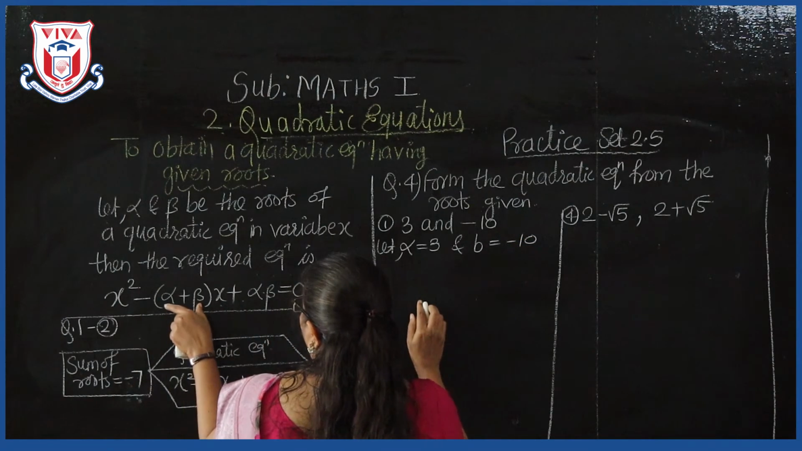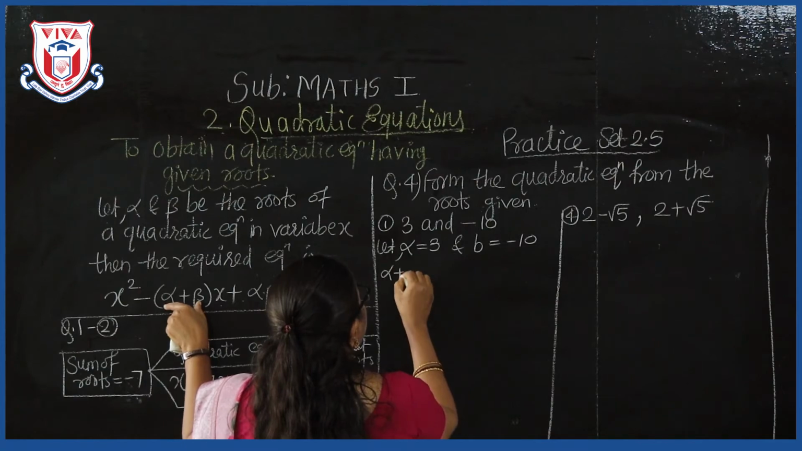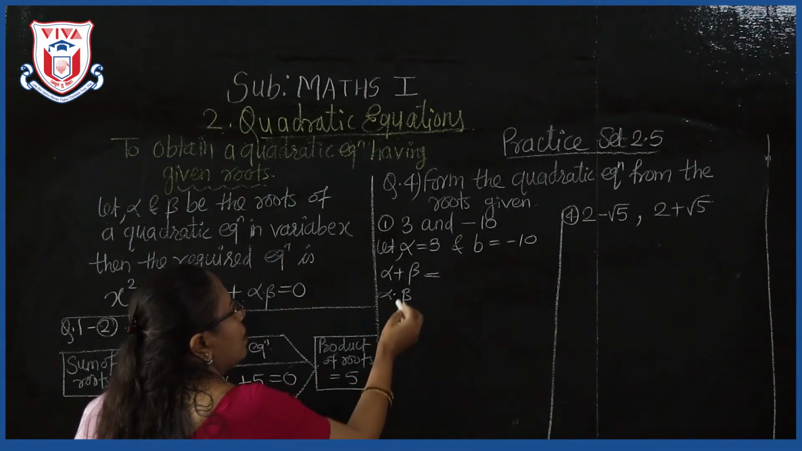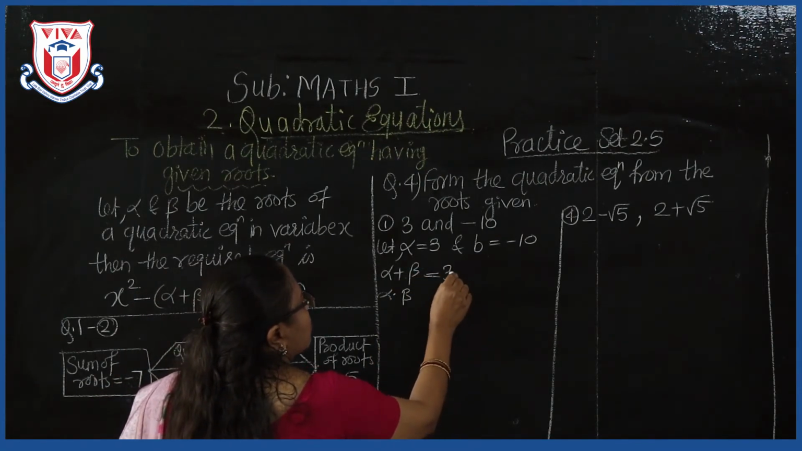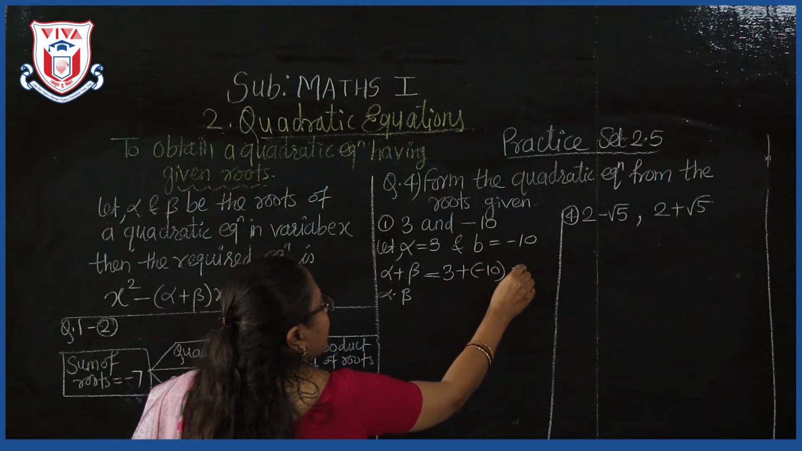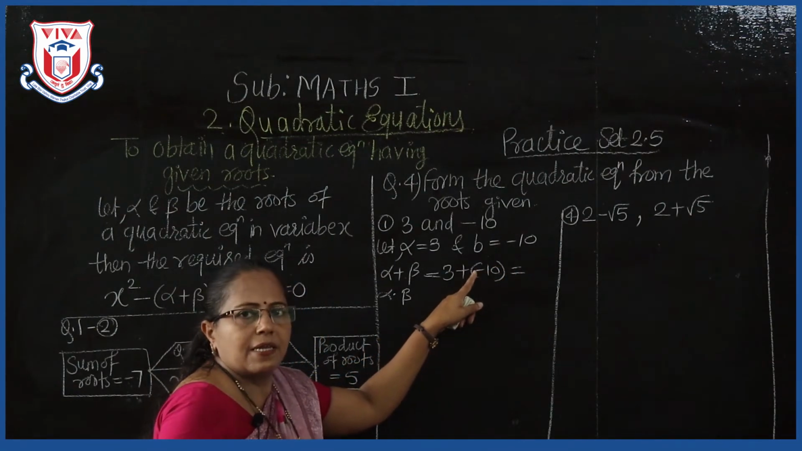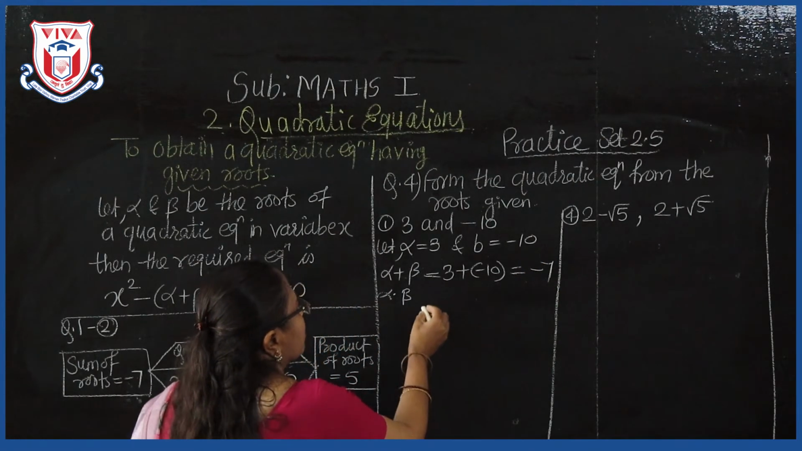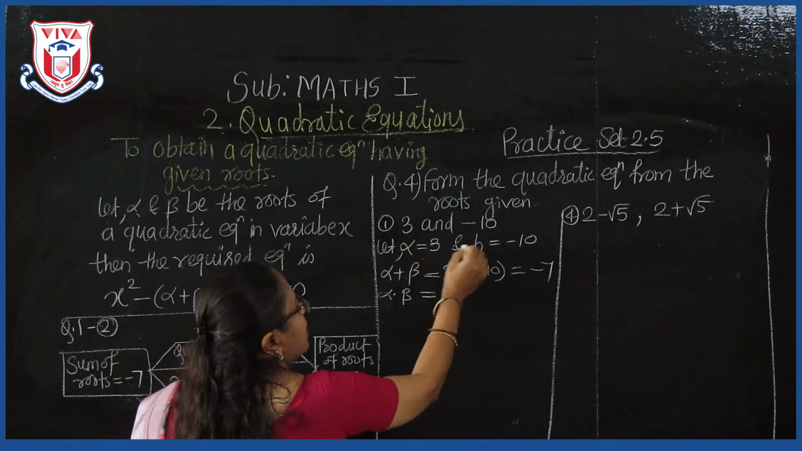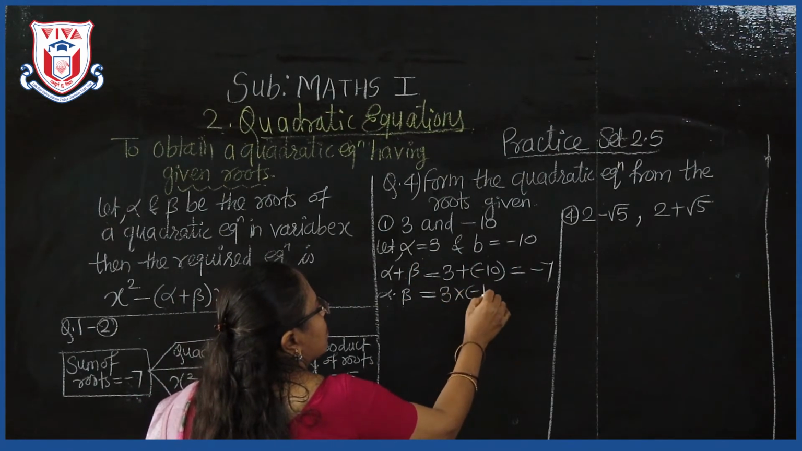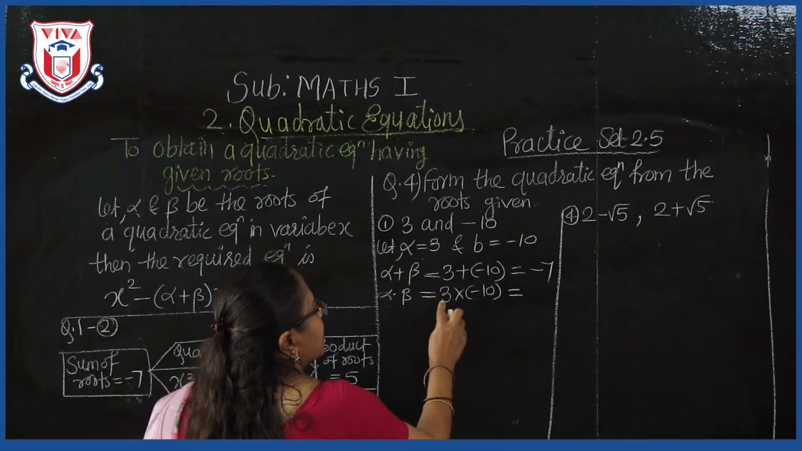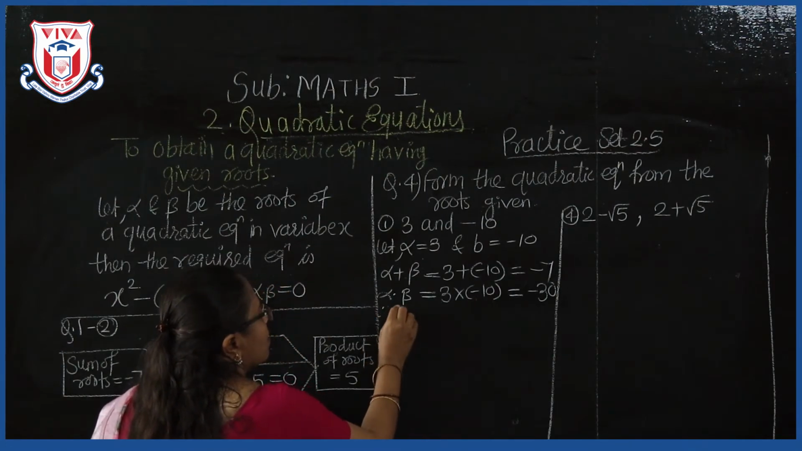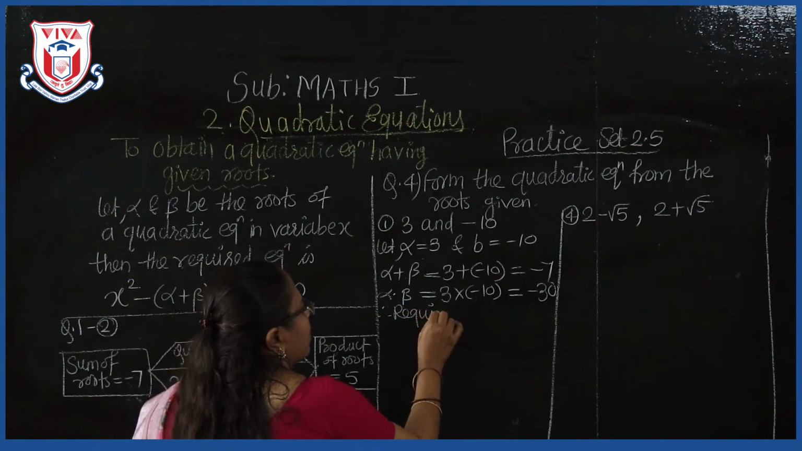So according to our formula, we have to first find out alpha plus beta, and then we have to find out alpha into beta. So alpha plus beta is equal to 3 plus minus 10. Plus into minus, minus. So 3 minus 10 we will get minus 7. Alpha into beta, 3 into minus 10. So 10 3s are 30, minus 30. So therefore, the required quadratic equation.